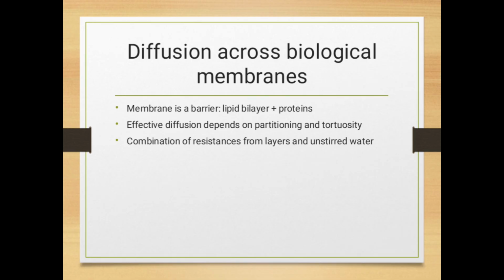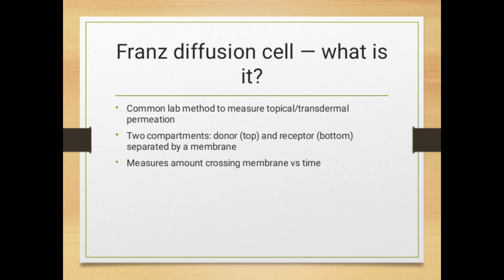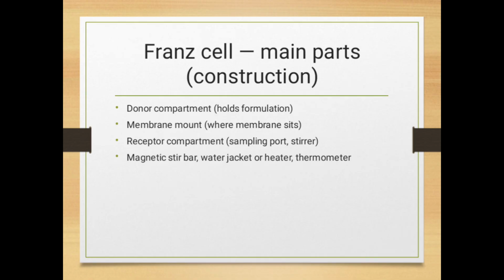Now moving to the next slide, which is about measurement of diffusion. We can measure diffusion with the help of Franz diffusion cell. It is a common lab method to measure topical and transdermal permeation. It is comprised of two compartments, donor, that is the top, and receptor, that is the bottom, separated by a membrane. Then it measures the amount crossing the membrane versus time.